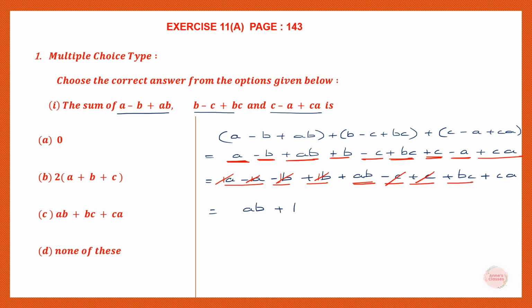Then the next one is plus bc. We'll write that because that's the only one. And the last one is plus ca. So plus ca. So what is our answer here? ab plus bc plus ca. So which of these is our options? As you can see, option C is ab plus bc plus ca. So option C is our answer.